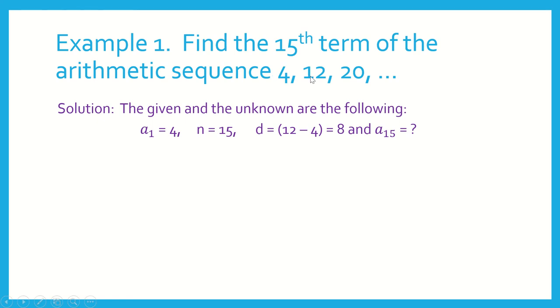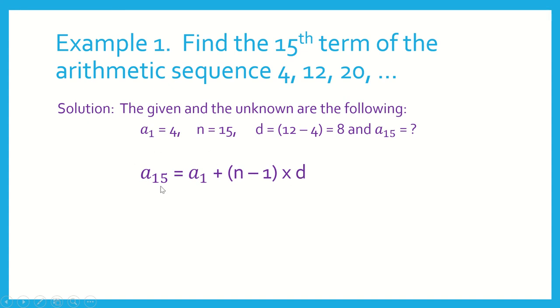In this situation, the technique is simple. You just subtract 12 minus 4 or 20 minus 12. So let's have the first two. 12 minus 4 gives us 8. So our common difference, or the d, is 8. While the a sub 15, which is the 15th term, is the missing one. Now, since we have those, we can now substitute the values into our formula.